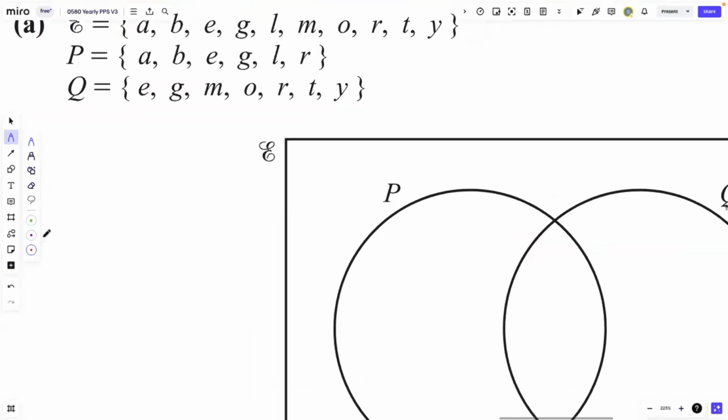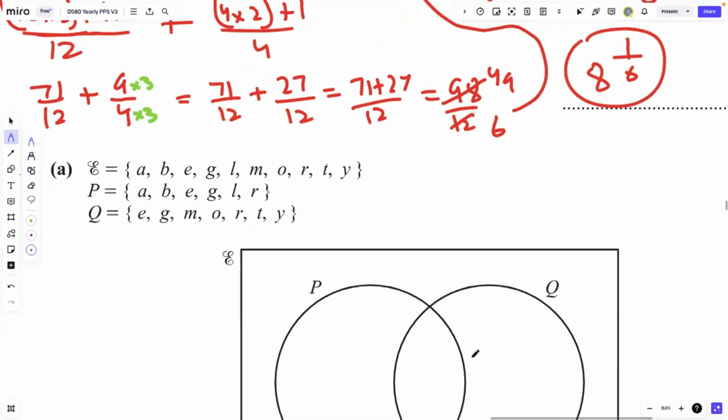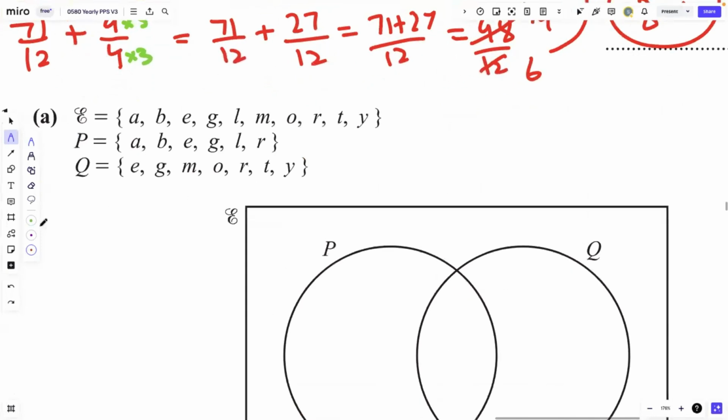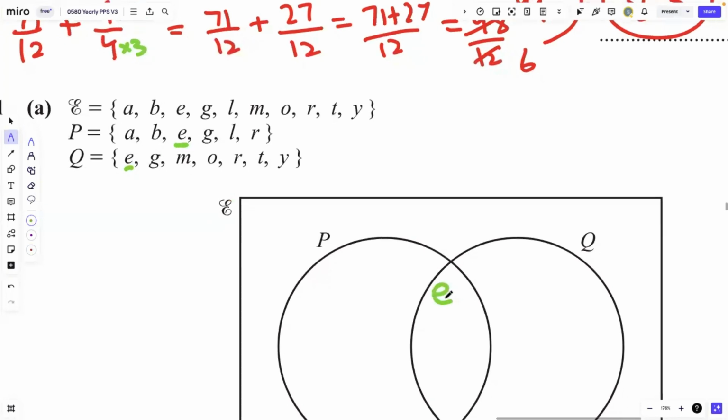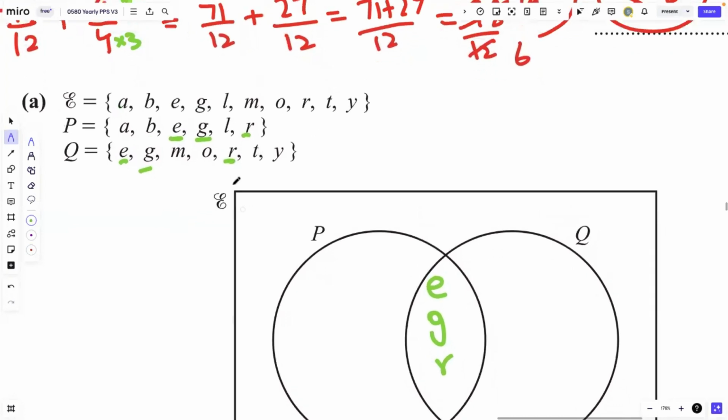So the easiest way to do this is to first look out for the common intersection between the set P and Q, because that would be this particular region. So let's look out for the common elements. Do we have any common elements? So let's start with P. Do you have A? No. Is B common? No. Is E common? Yes. We have E common, so let's just write that. Then we do have a G common as well actually. And then L is not common, R is common again, so we'll write R. Those are the common elements.